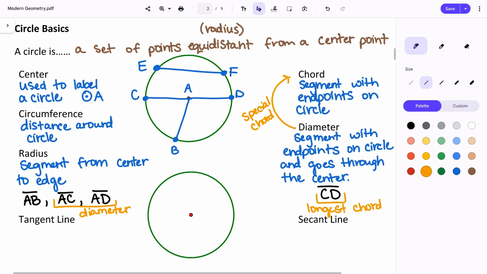Hopefully most of that stuff wasn't brand new because you've seen most of it, other than the chord. The chord is the new one. Now, all of these, I'm just going to highlight really quick. All of these words that I just went through are going to connect to this circle.